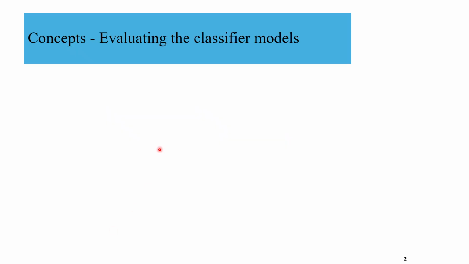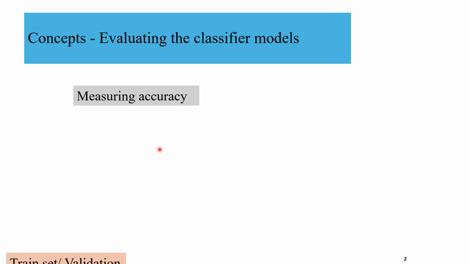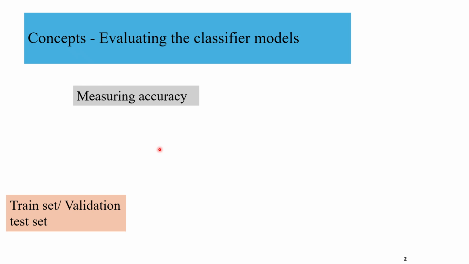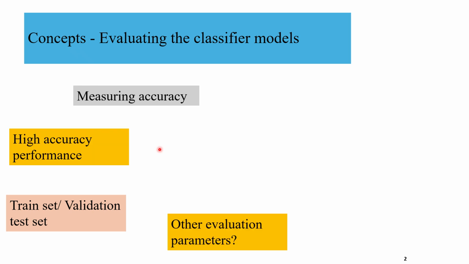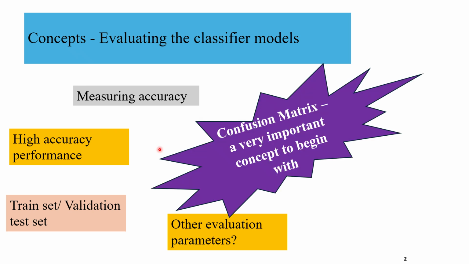So, some concepts when we are talking about evaluating the classifier models, we want to measure accuracy. We talk about train set, validation set. We want high accuracy. Are there other evaluation parameters? So the first thing to begin with is the confusion matrix, a very important concept.